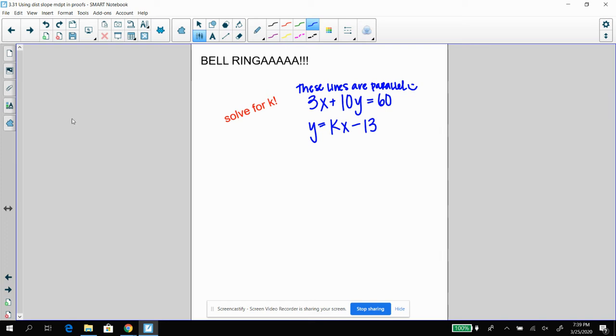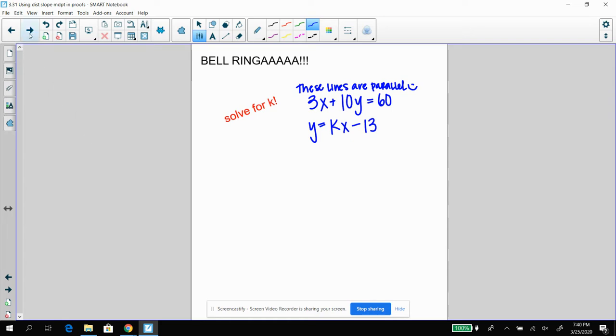So of course, we got to start with a little bell ringer. You've got 2 lines here: 3x plus 10y equals 60, and the second one is y equals kx minus 13. You know that these lines are parallel, and so I want you to solve for k. So go ahead and pause the video right now because the next slide is going to have the answer. So pause the video.